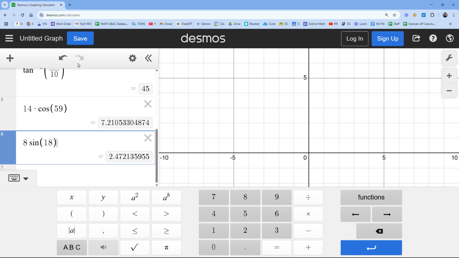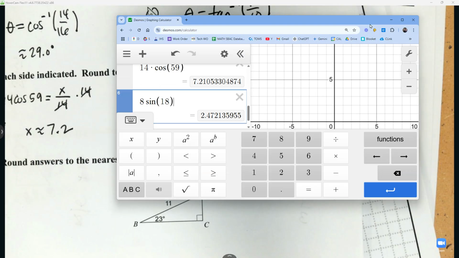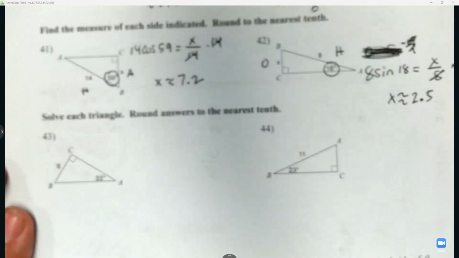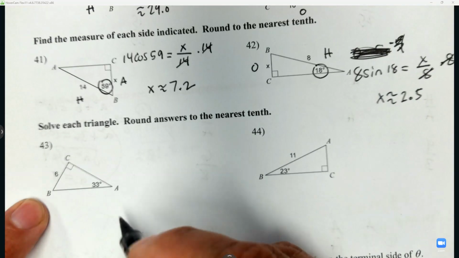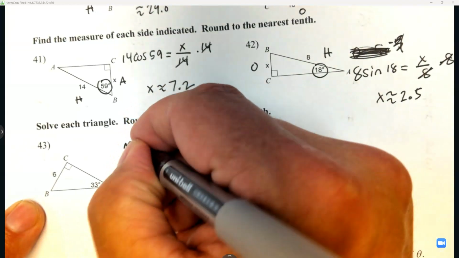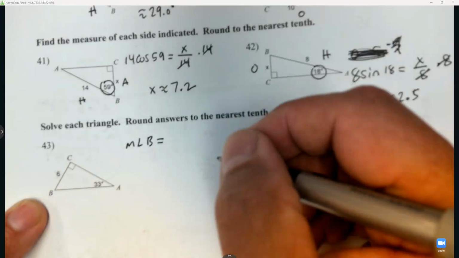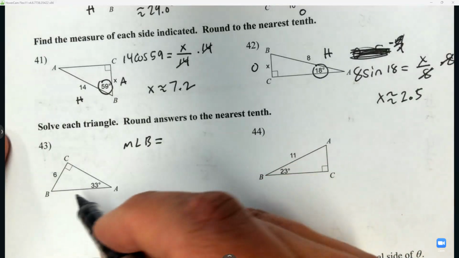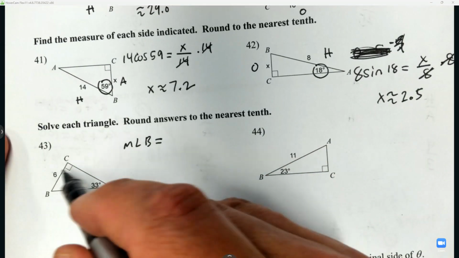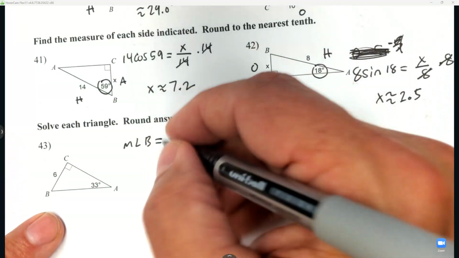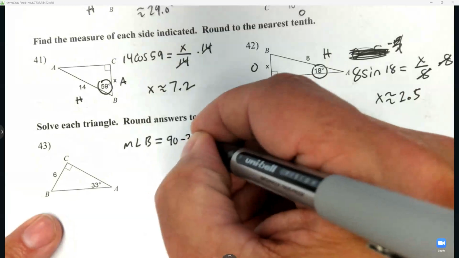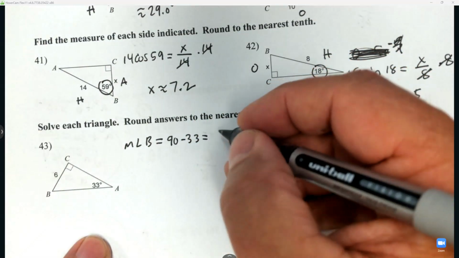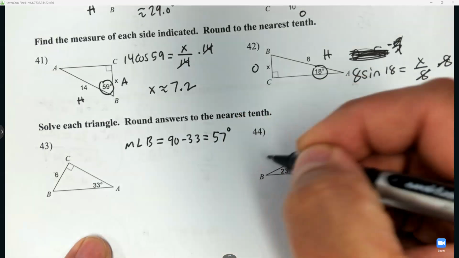All right, look at number 43. What does it mean to solve a triangle? It means to find all the parts that are missing. So if I look here, I'm missing an angle, B. For that angle that's missing, I don't need trigonometry. I need to recognize that the two angles that are not 90 degrees add up to 90. So in other words, I just need to go 90 subtract 33, and that will give me the angle that's missing. So it all adds up to 180. So that angle is 57.